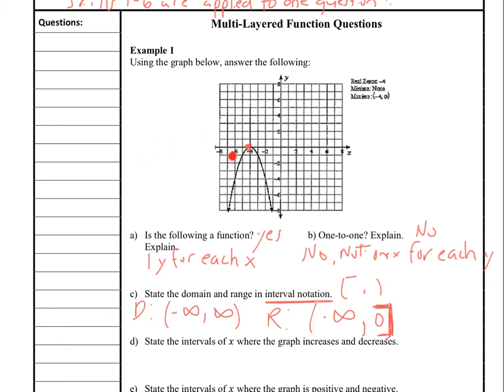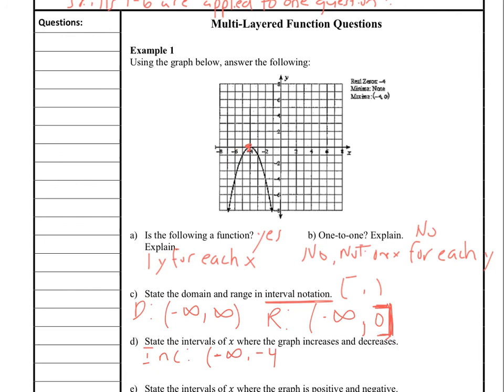It's going up, it's going up, it's going up until we hit here, until we hit that negative 4 value. So we are increasing from negative infinity all the way, that's supposed to be negative there, all the way up to negative 4. Now we can't be increasing at negative 4 because at negative 4 it's kind of starting to go back down.